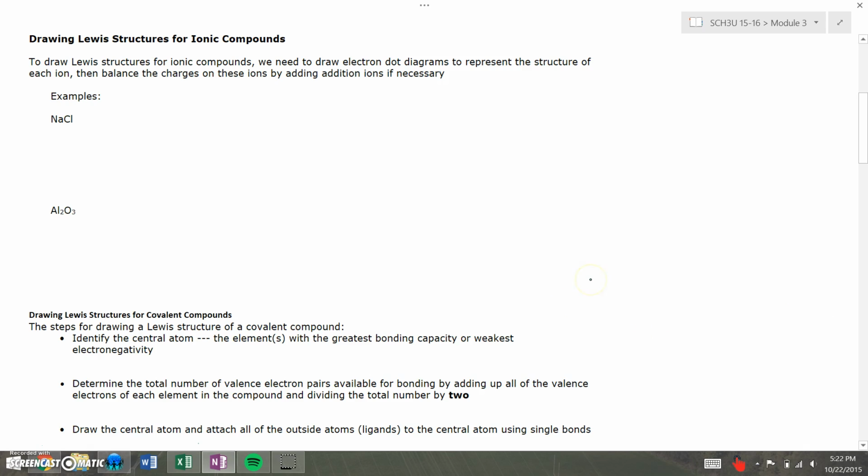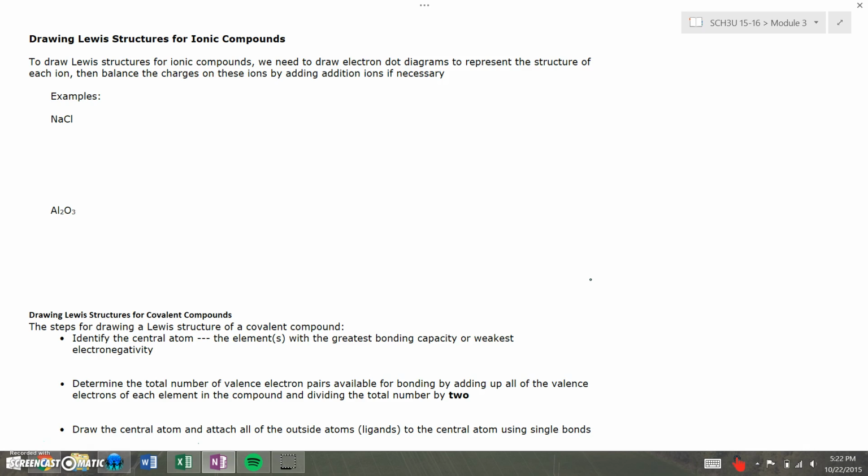So the first thing we're going to touch upon now is drawing Lewis structures for ionic compounds. So to start with, we need to remember that ionic compounds are just 2 ions that have been created by giving away and accepting an electron, and then are highly attracted to each other. So we start by drawing the electron dot diagrams to represent the structure of each ion, and then balancing the charges on these ions by adding additional ions where necessary. So let's start with NaCl, our typical table salt.